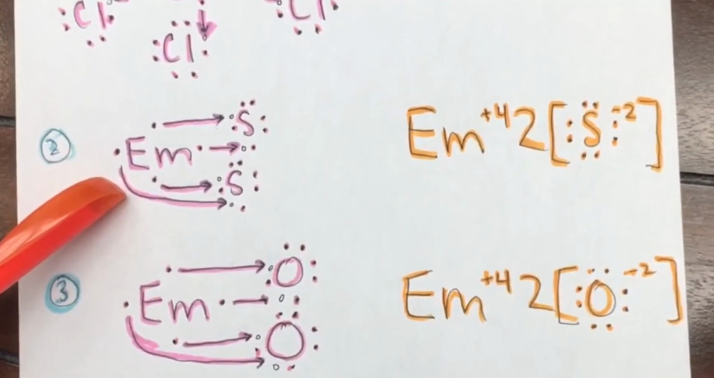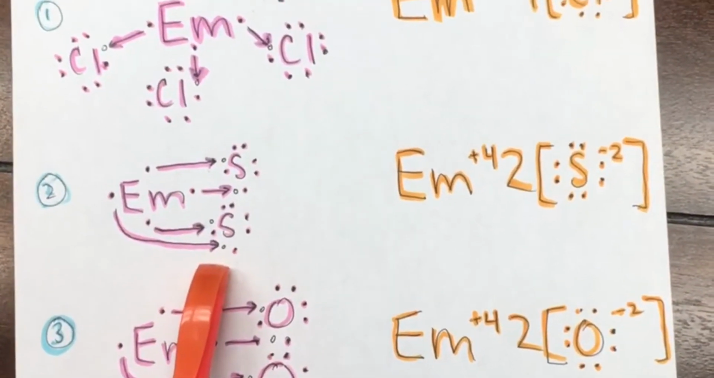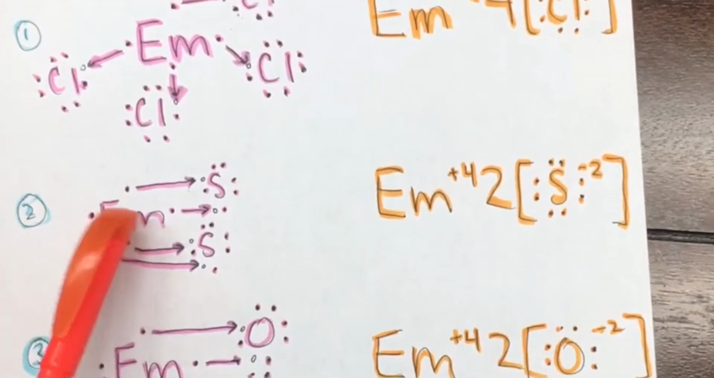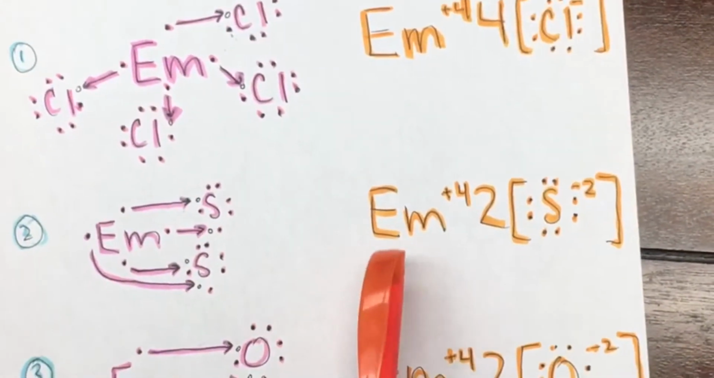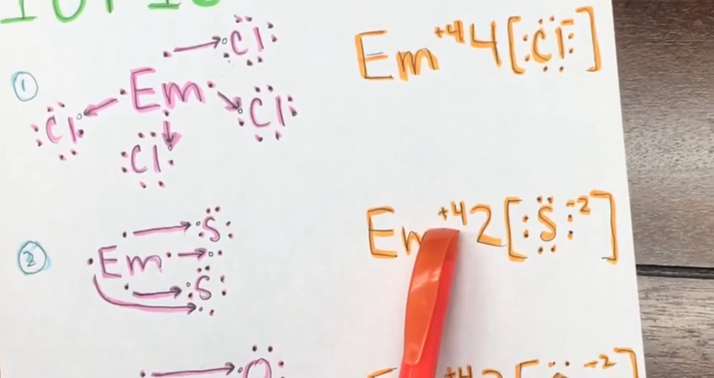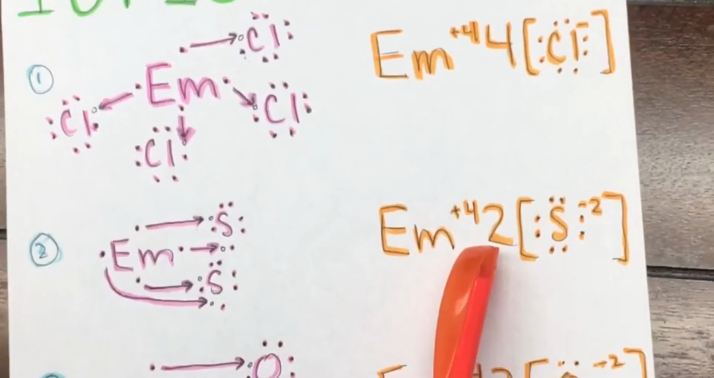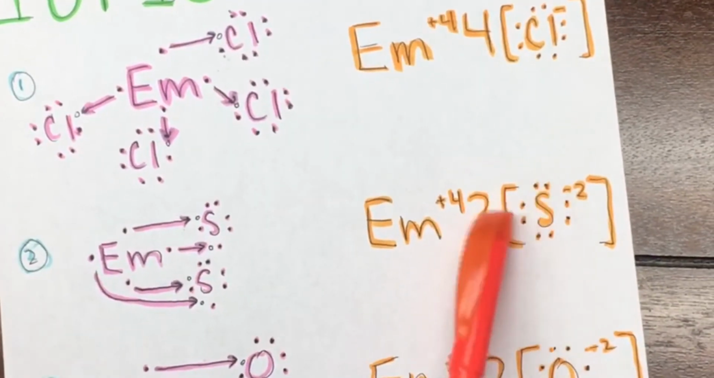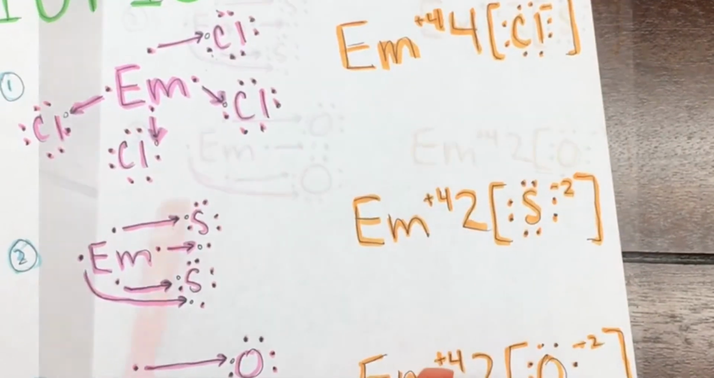Okay, in this equation, sulfur has 6 valence electrons and needs 2 to fill the octet rule. So Em has 4 valence electrons to give. So it gives 2 to the first sulfur and 2 to the second sulfur. We write this equation with the metal going first, and it is losing electrons, so it's getting a positive charge, plus 4 because it got rid of 4 of them. There are 2 sulfurs, so the coefficient 2 goes in front, and it got all valence electrons and gained 2, so it has a negative charge.